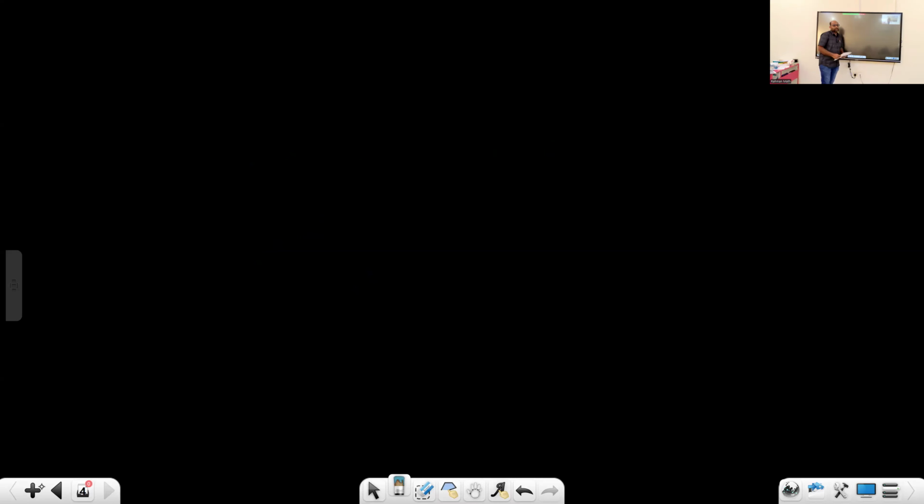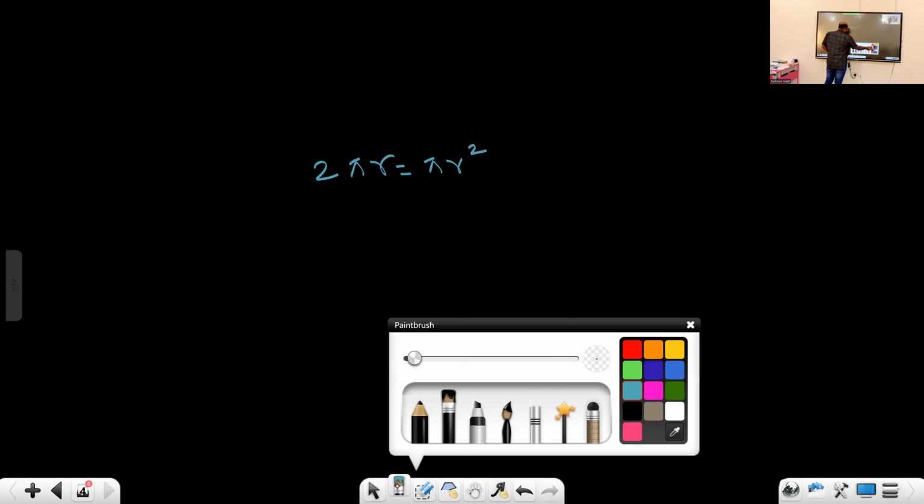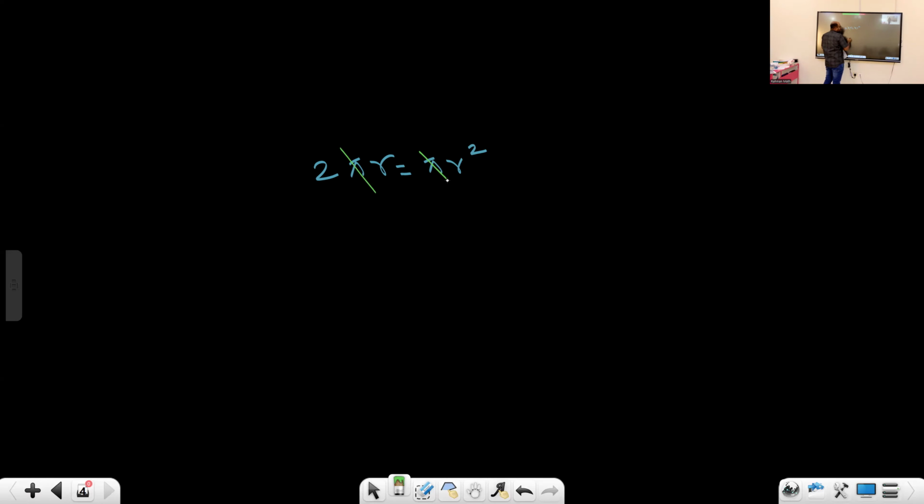What is the question saying? Read it. Find the radius of the circle whose perimeter and area are numerically equal. Now, what is the perimeter of the circle? 2 pi r. What is the area? Pi r square. Numerically equal means both are equal. What can we cancel on both sides? Pi you can cancel, and one radius also we can cancel. What is the answer? r equal to 2 centimeter.